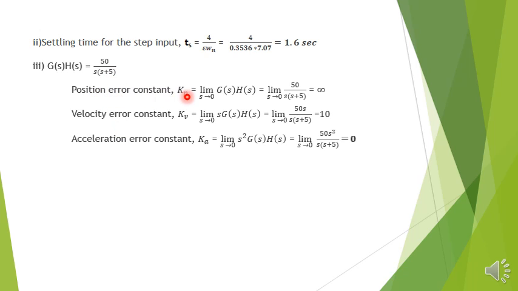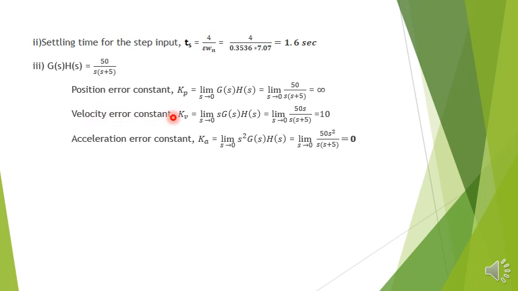Position error constant Kp is equal to, as per formula, limit as s tends to 0, G(s)H(s). So that becomes limit as s tends to 0, 50 by s into (s plus 5). If I substitute s equal to 0, I will get infinity, since 50 by 0 is infinity.